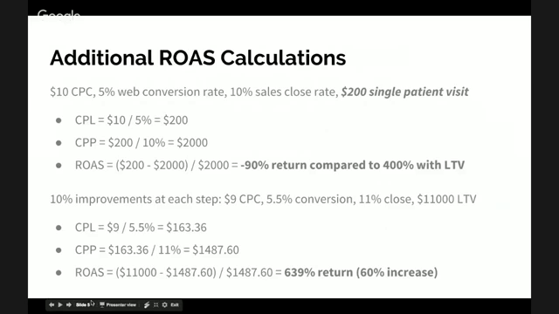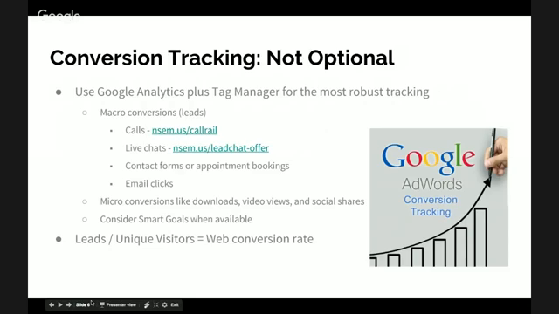And then the next example, I just wanted to highlight how small improvements at each step of the sales and marketing funnel compound to give you a much higher increase than what you would expect sort of additively. So in this case, 10% improvements at each step of the sales and marketing funnel actually ends up increasing your return 60%.